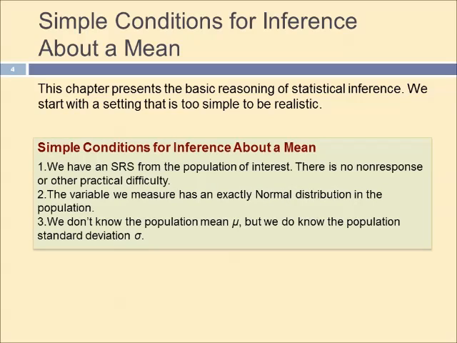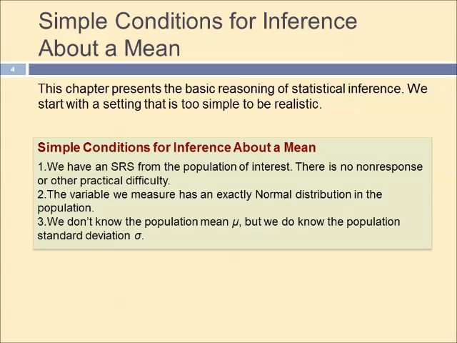So, some of the conditions for inference about a mean. We have a simple random sample from the population. There is no non-response or other difficulty which would suggest our sample is not representative. And let's assume that the variable we measure has an exactly normal distribution. That's unrealistic, but we'll assume that for now.